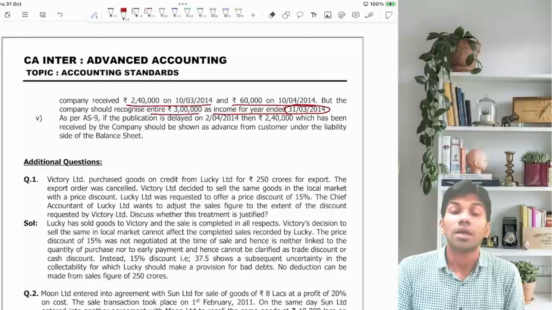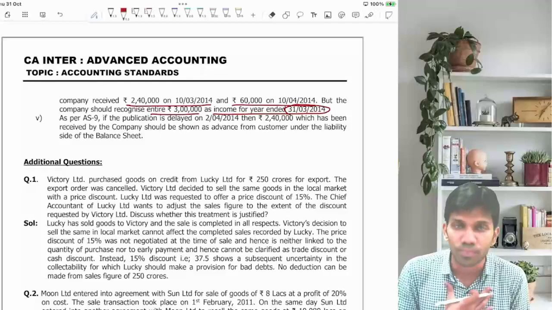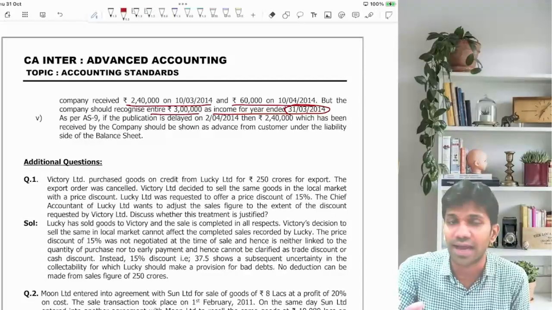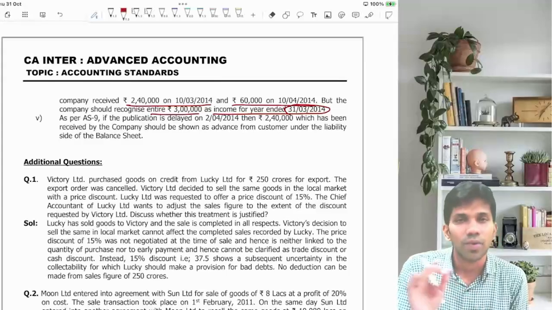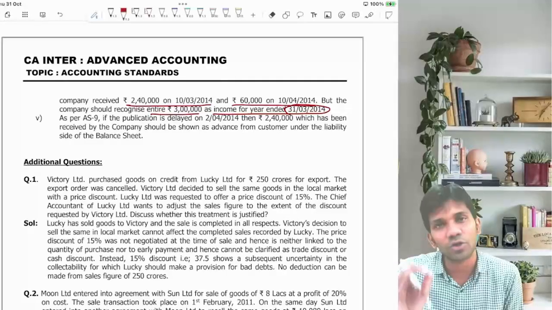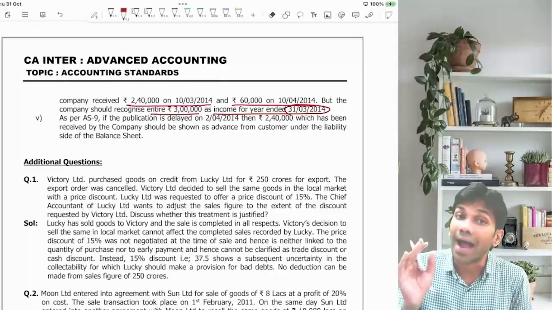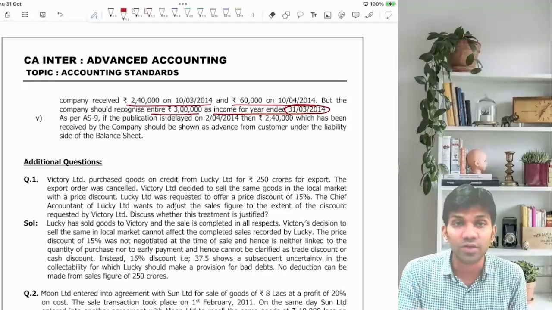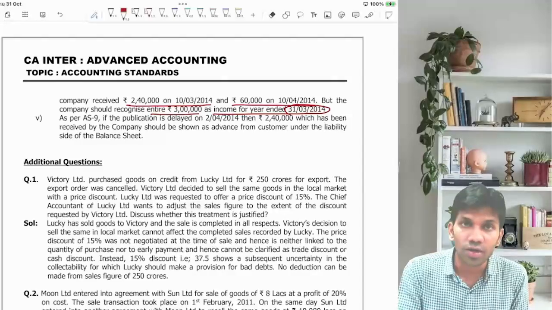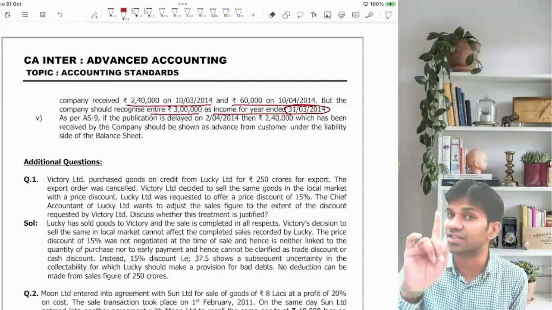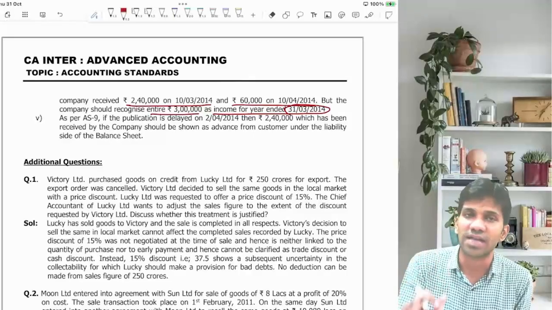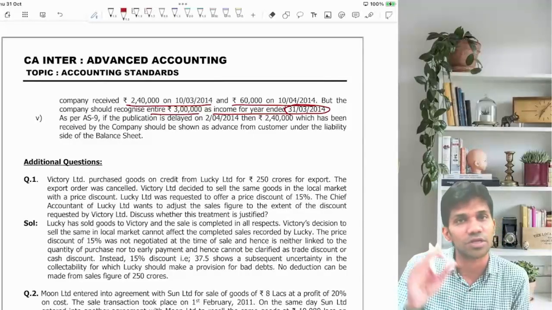Why the full 3 lakhs? Because it is a contract between the publication company and the advertiser giving me the advertisement: 80% advance, 20% within 1 month from the date your ad is published. So I should recognize the full amount as revenue, not 2,40,000 but the full 3 lakhs, because these are the terms of the contract. I can postpone only when there is uncertainty regarding the 60,000. So the full 3 lakhs should be recognized as revenue for the year ended 31st March 2014.